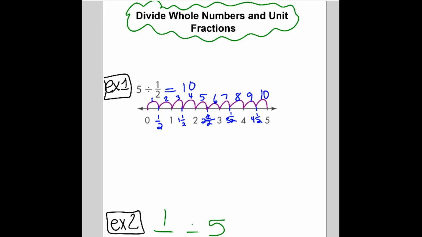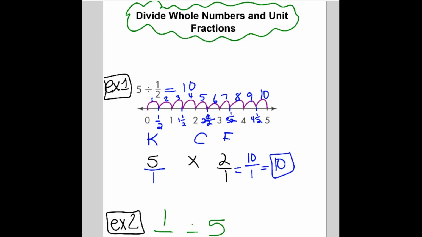Now, if we didn't use the number line and we just simply did our KCF, we would keep our 5, change our division to multiplication, flip our 1/2 to say 2/1. Then we would have to make our 5 a fraction, multiply across. We have 10/1, which equals 10, which is the same answer that we got. So that's basically how you would use that number line. Let's do the second example.